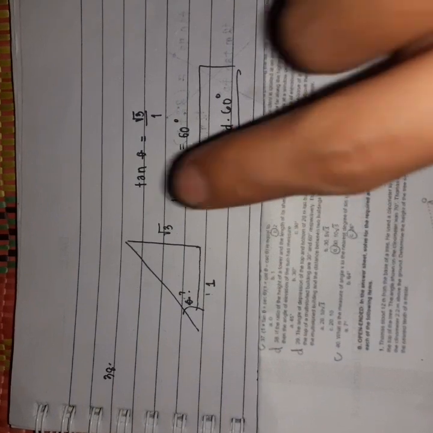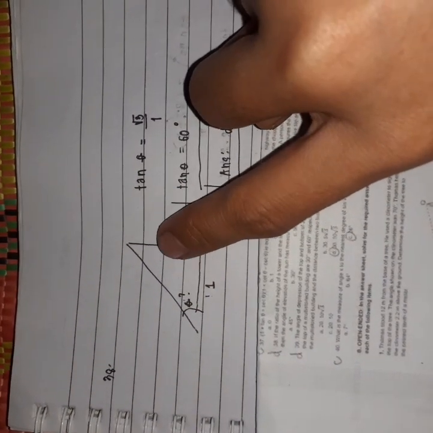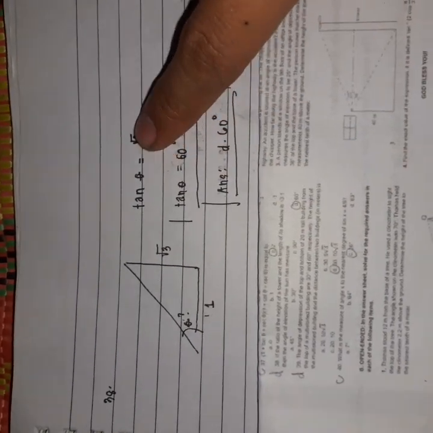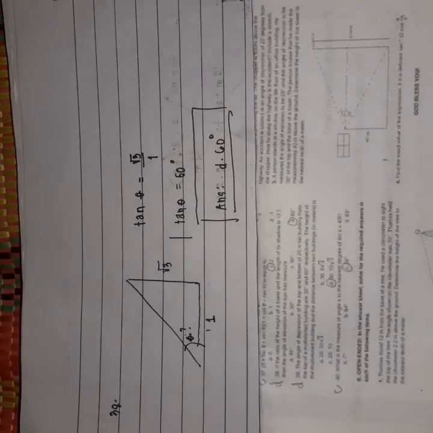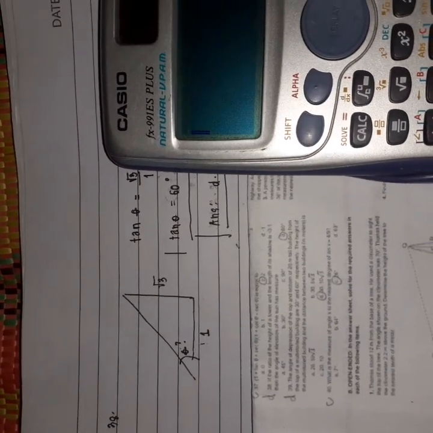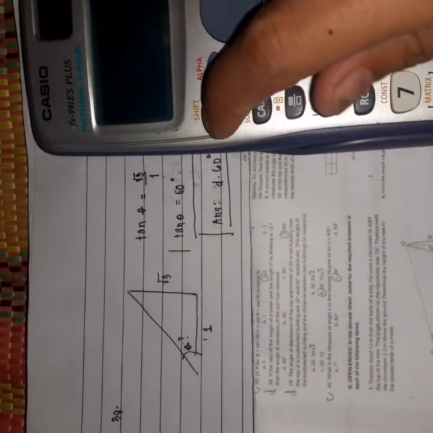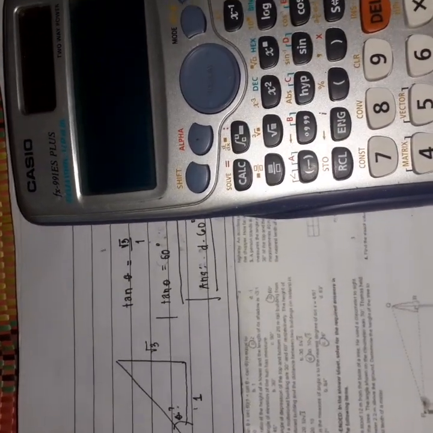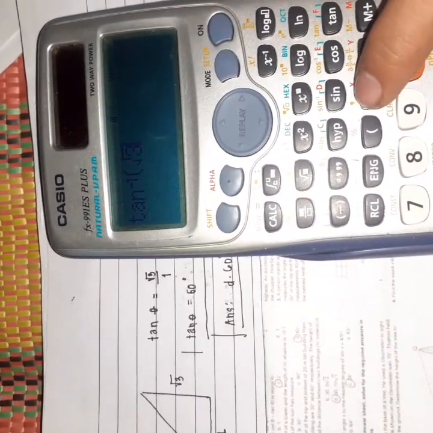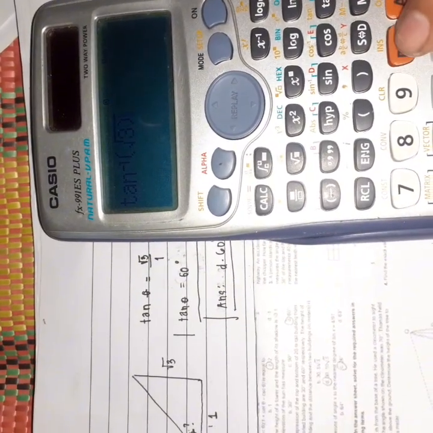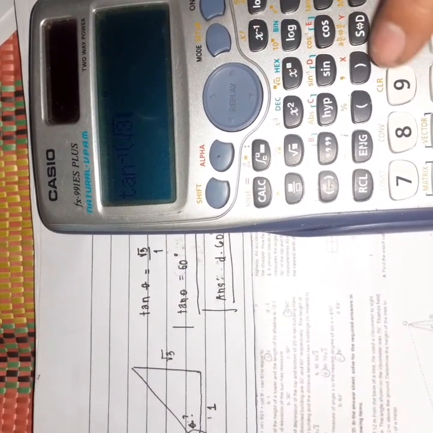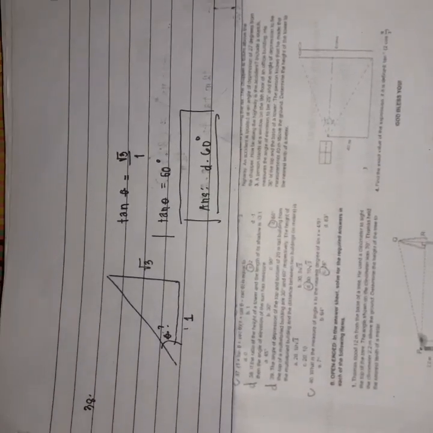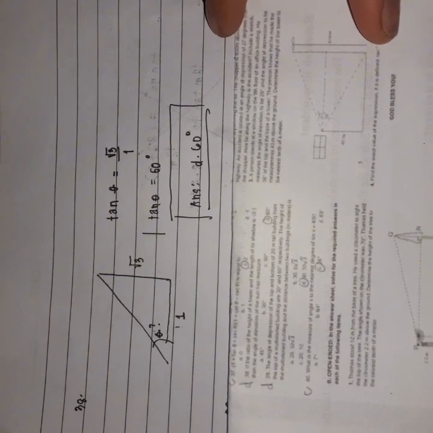We are given the opposite of the theta and the adjacent of the theta, 1. So we can use the tangent is equal to square root of 3 over 1. Hence, in our calculator, if we input shift tan of square root of 3 is equal to 60. Tan is equal to 60 degrees, then our answer is letter D.